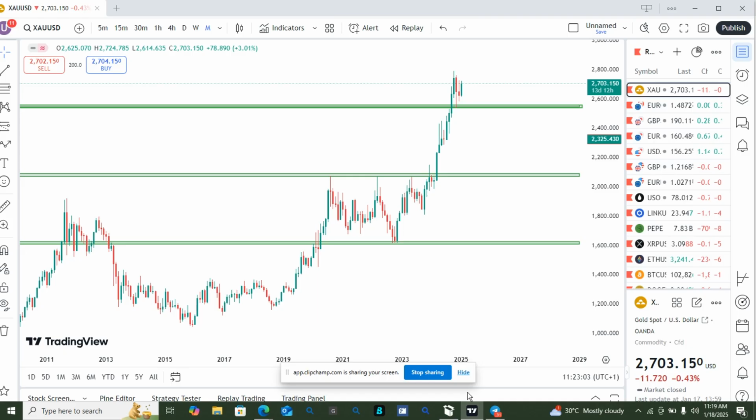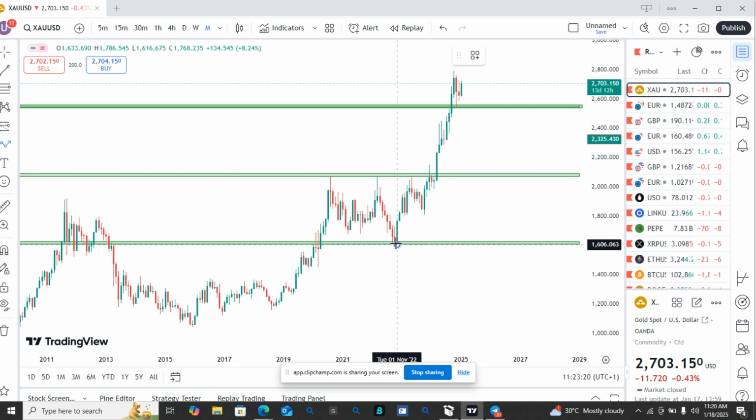And what we'll do here is to give you a top-down analysis on the pairs that we'll be trading this week. So starting from this week is on gold. So we are starting on a monthly time frame on gold. You can see on a monthly time frame that gold is in a very strong bullish trend.